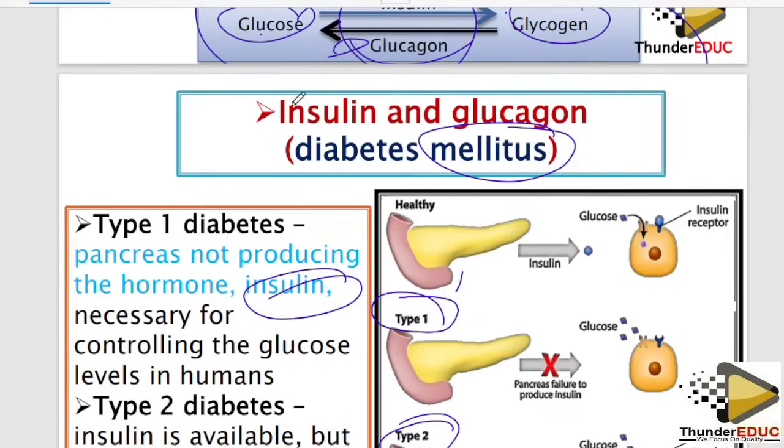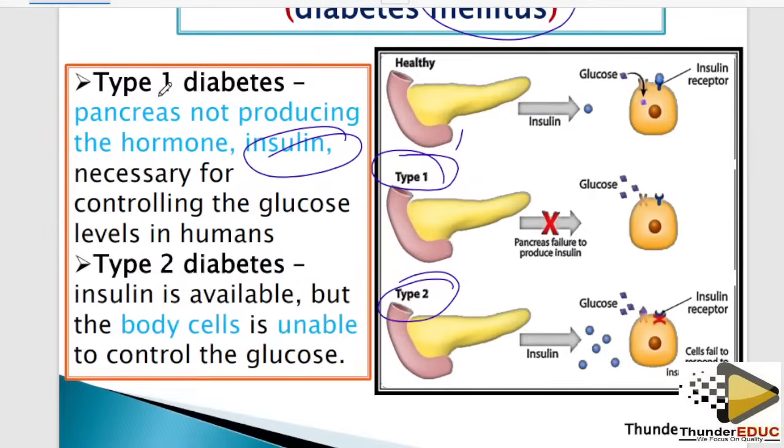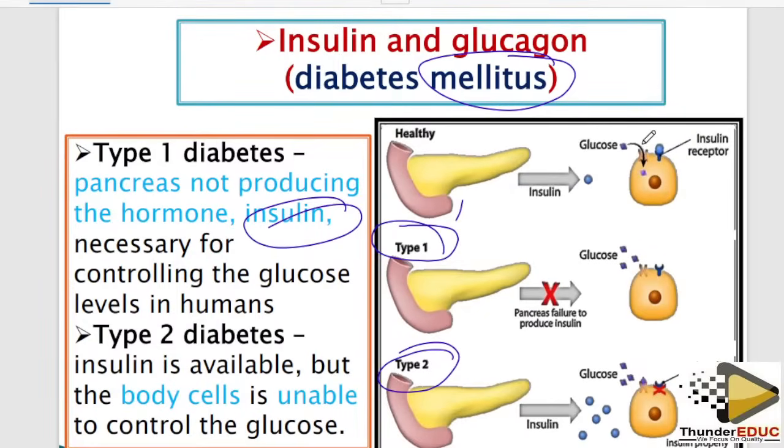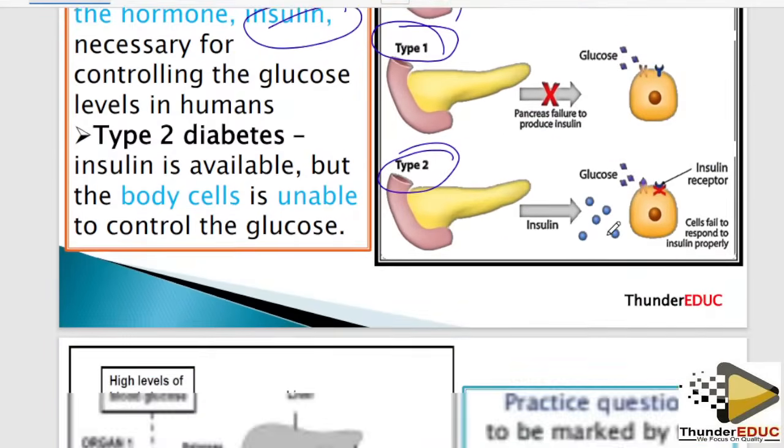So we are saying that diabetes type 1, what happens? The pancreas is not producing the hormone, that is insulin, necessary for controlling the glucose level in the human. Diabetes type 2, that is diabetes mellitus type 2: insulin is available, but the body cells are unable to control the what? The glucose. So we can bring diagrams like this, and then we ask you what is being illustrated in the above diagram. Yes, so that condition is diabetes.